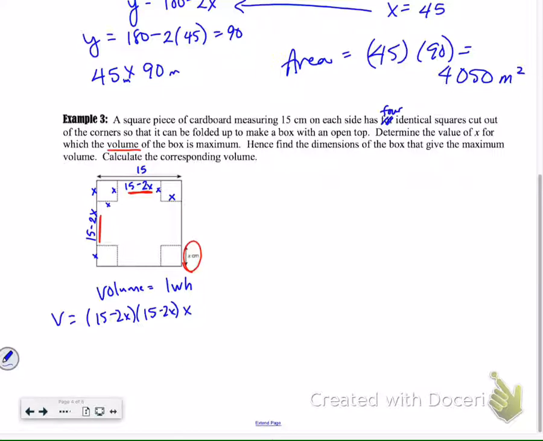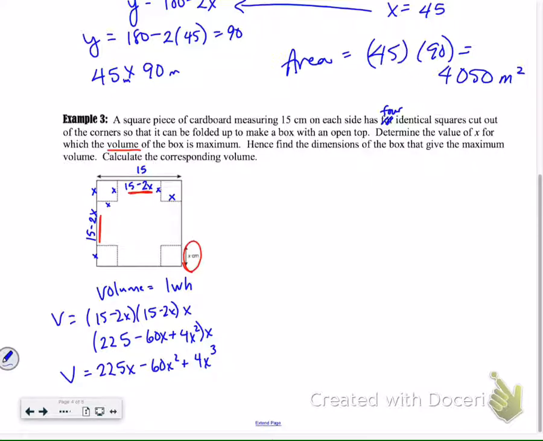Now I'm going to multiply the two 15 minus 2x's. Make sure that you do the distributive property and so on and so forth. I'm going to shorten that one here. It would be 225 minus 60x plus 4x squared. If you need to show more work, you'll go ahead and do that. 225x minus 60x squared plus 4x to the third is equal to my volume.